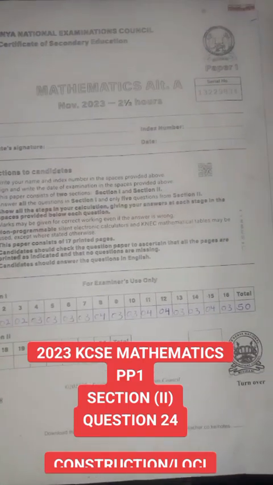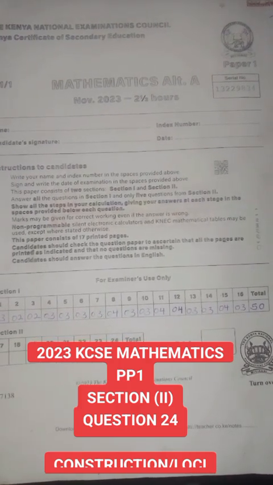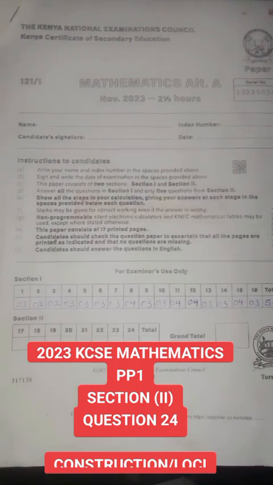Now, basic construction for the paper 1, the year 2023 KCSE. So welcome friends, today we are looking at question 24, which is the last question in the paper 1 2023. The question reads as follows.